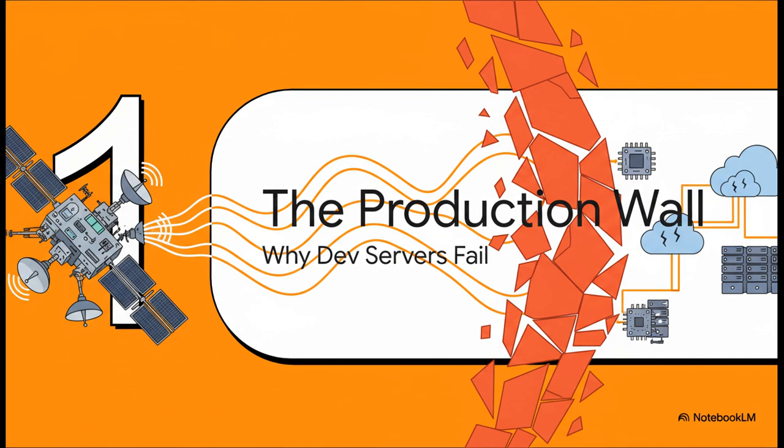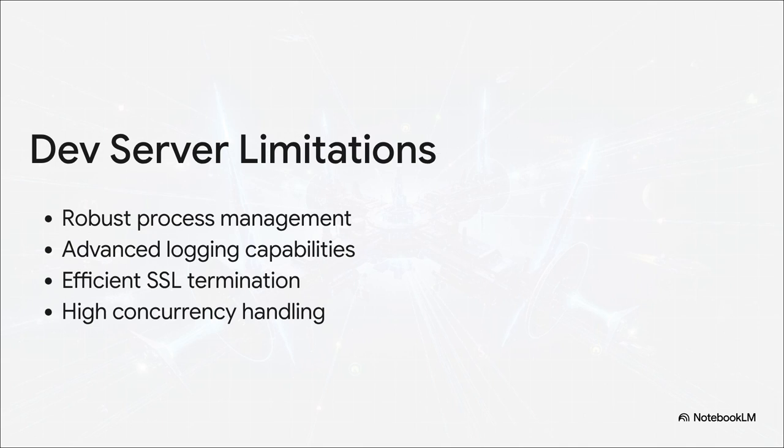So what's actually wrong with just using that simple socketio.run command in production? I mean, it works, right? Well, yeah, for development. But that command is built for a quick sprint, not a marathon. When you put it out on the public internet, it hits a wall. It's not designed for the real world. A dev server just can't keep up.